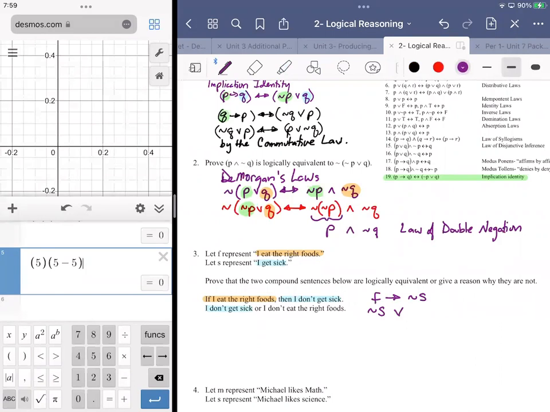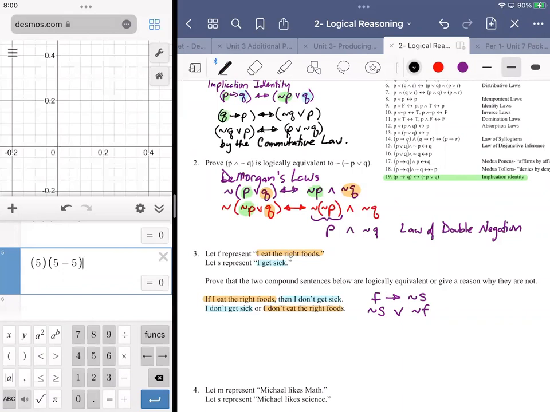Or I don't eat the right foods. So not F. So we want to prove that they're logically equivalent to one another, right? But this is the same thing as the implication identity. It's just we're using F's and not S's. Honestly, I think a lot of these are easier to see the relationship if the question you're being asked doesn't have P's and Q's in it, right?